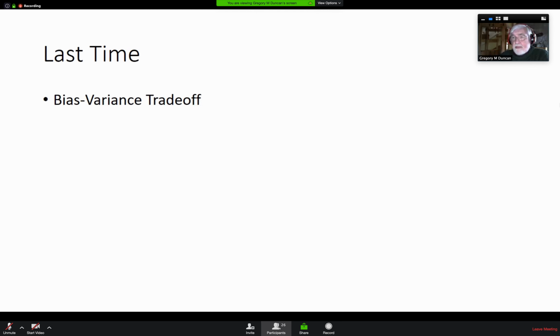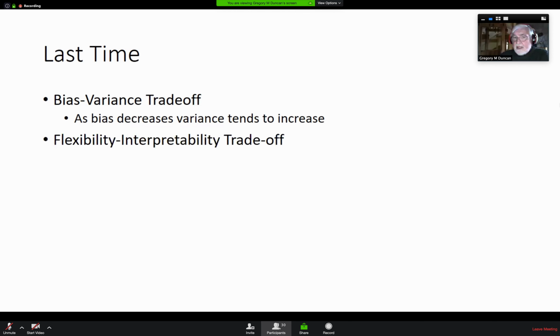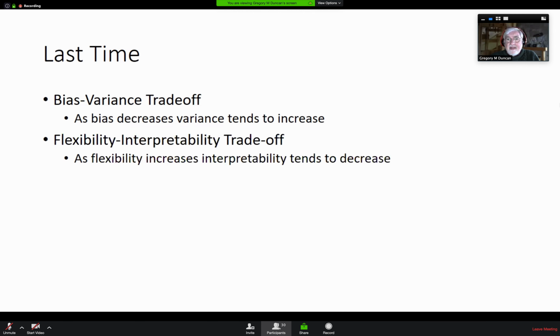Last time we talked about the bias variance trade-off, and this is going to be a recurring theme in the class. That is, the bias will tend to decrease, the variance will tend to increase. So we can find low bias models, they'll tend to have large variances and vice versa. There will also be a flexibility interpretability trade-off. This won't be as hard and fast, but it will tend to be the case that as flexibility increases, the interpretability will tend to decrease.